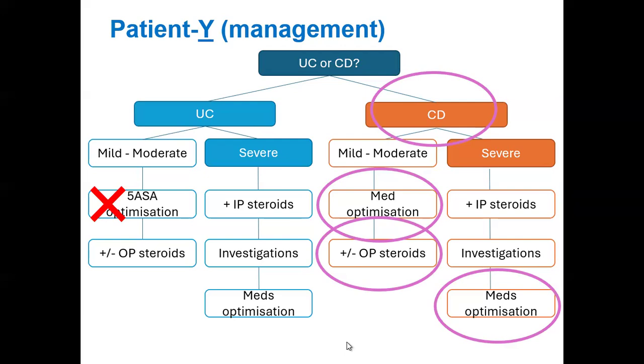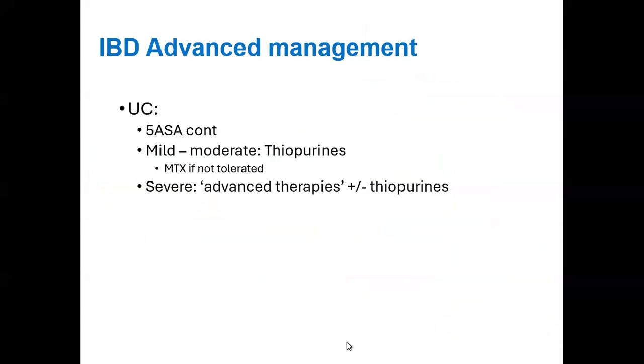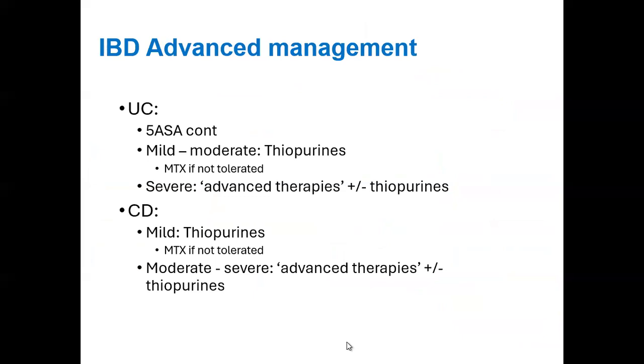We're going to be looking at using steroids for flare treatment, and we're going to be looking at optimizing their medications. So for Crohn's disease, it's slightly different. If it's mild, we would use thiopurines, and due to a latest trial, if it's moderate to severe, you get these advanced therapies a little bit earlier in Crohn's disease. So again, that might be something like infliximab, for example, plus or minus the thiopurines. So you might see more thiopurines for ulcerative colitis patients than you would for Crohn's.